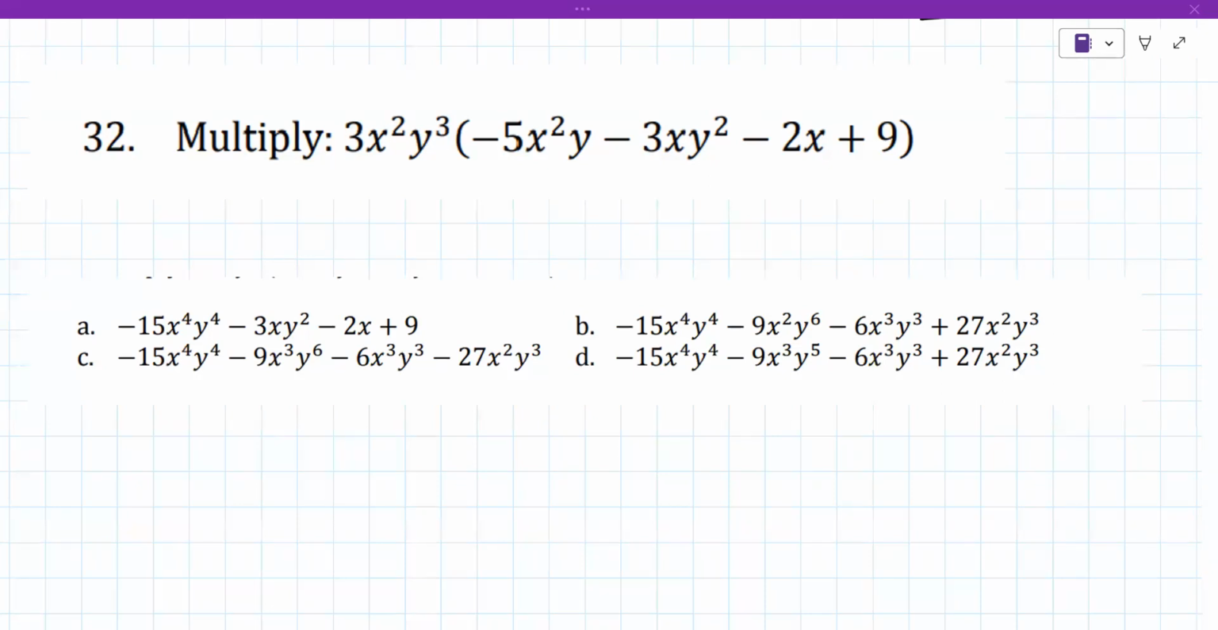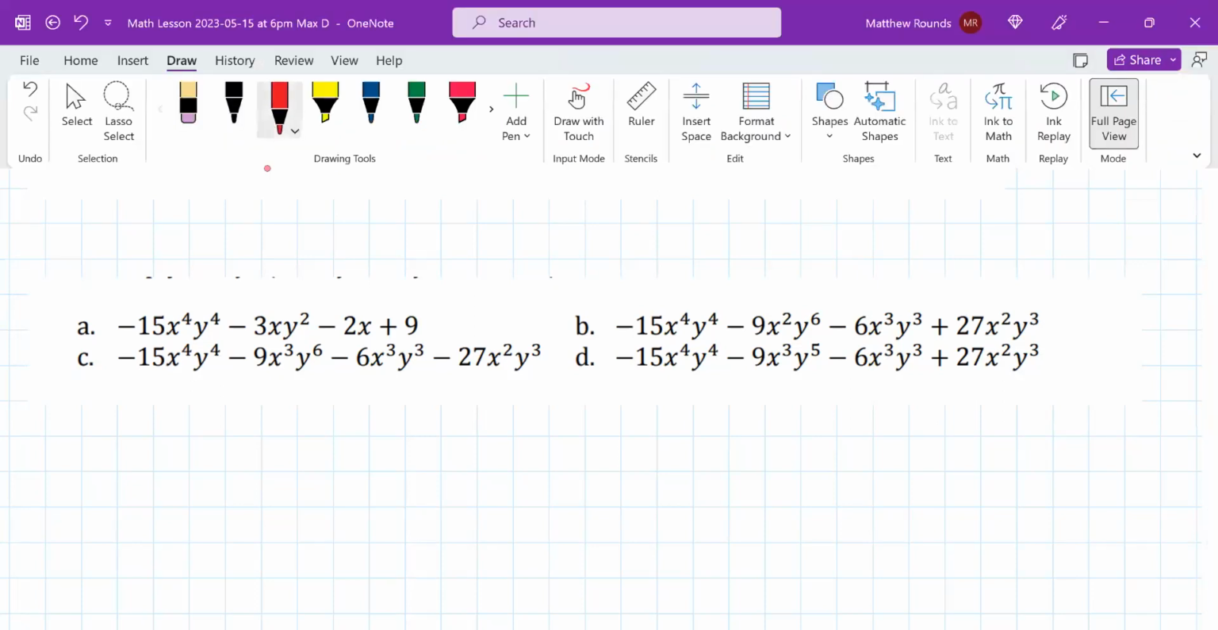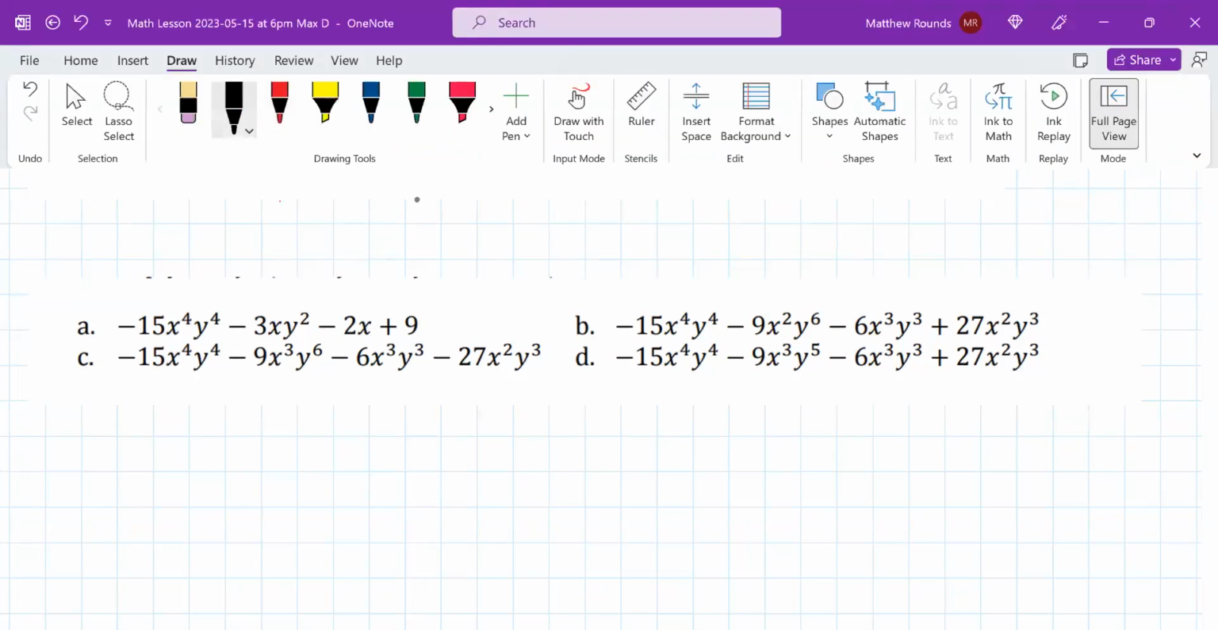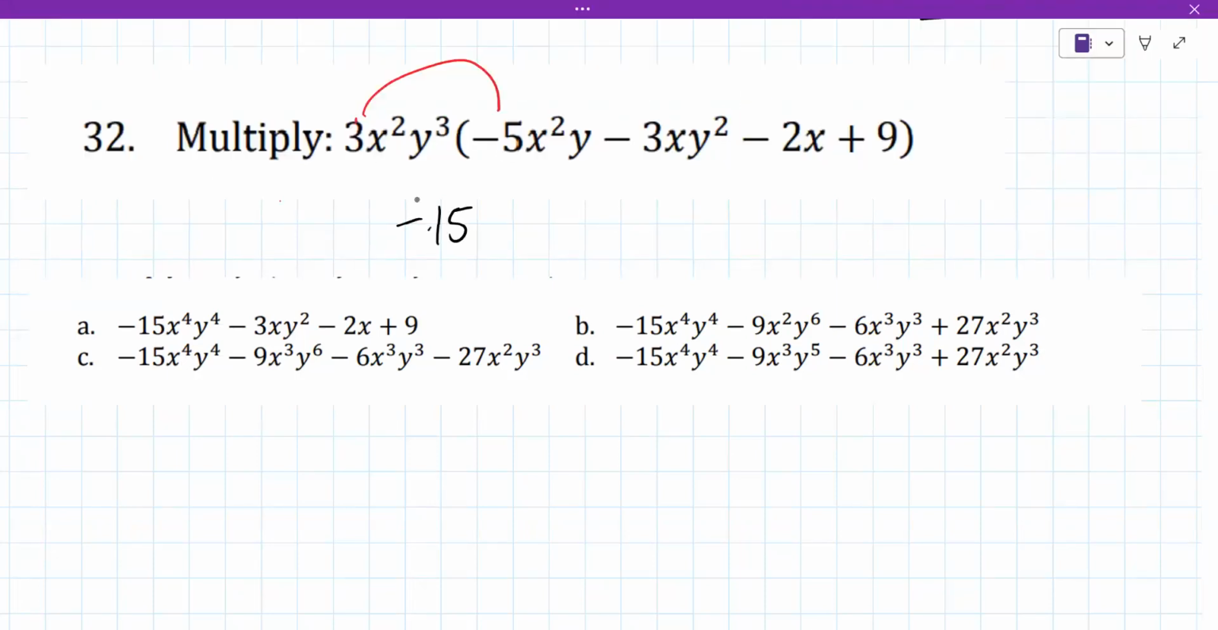Do any of those match up to your answers? No. That means there's a mistake. Okay. Let's look at this. That's why we're doing this, because there are some details. So 3 times the minus 5 is minus 15. X squared times x squared is x to the fourth because you're adding the exponents. Y cubed times y to the 1 is y to the 4. Okay, and notice all the answers have that, so that's not much help.